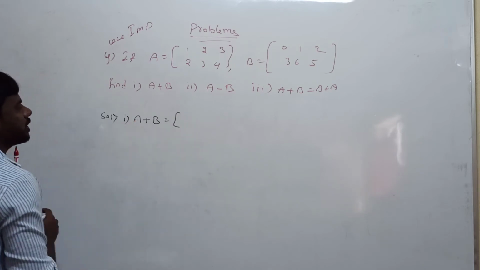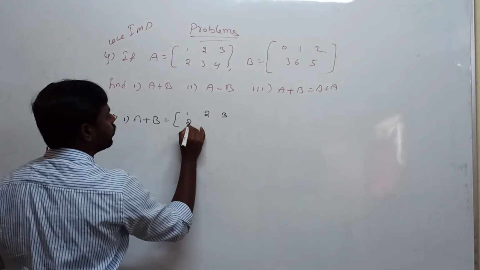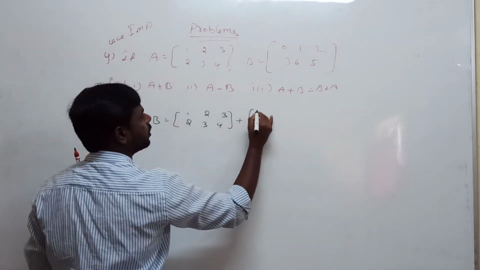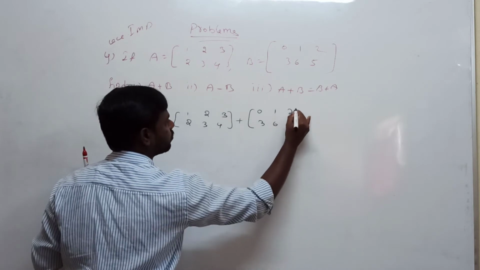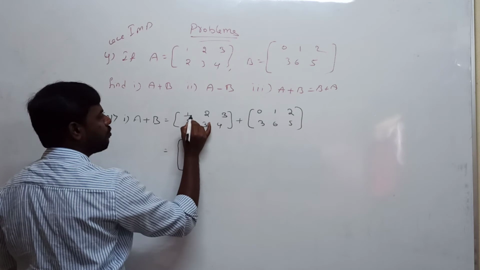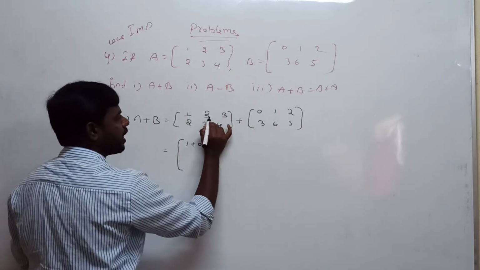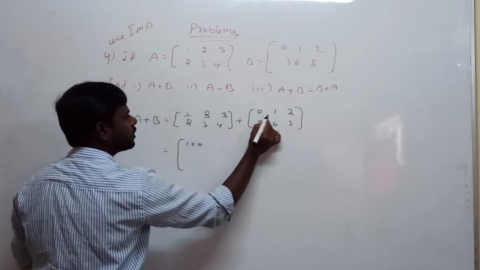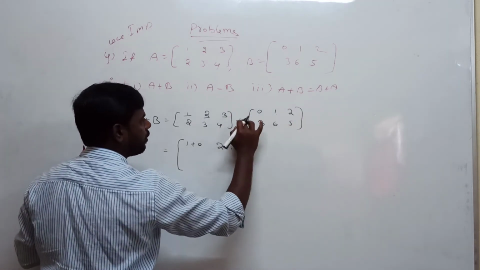First one is A plus B. What is the A matrix? 1, 2, 3, 2, 3, 4. Plus B matrix is 0, 1, 2, 3, 6, 5. Now we are adding the corresponding elements. First position of the first element, 1 plus 0. Next second element in the first matrix plus second in the second matrix, 2 plus 1. Next position third plus third element, 3 plus 2.